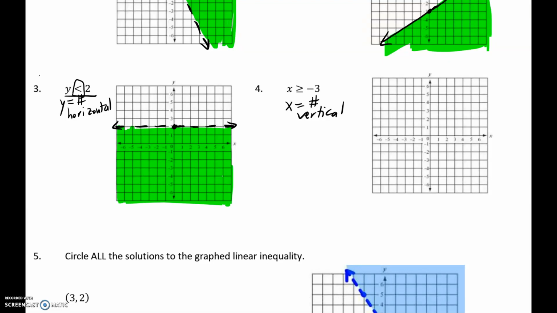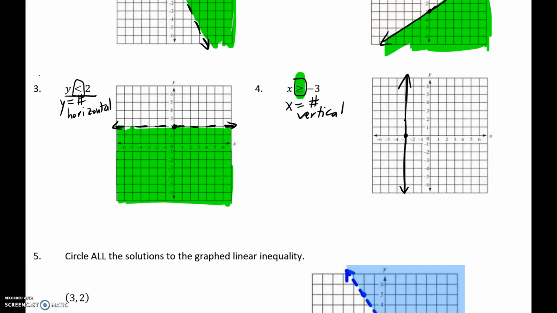All right, how about x is greater than or equal to negative 3? Well, vertical line at negative 3. I know by looking at it, it's equal, so it's going to be a solid line. And then now I just have to figure out which way I shade. Well, it's greater than. So normally I would say above the line.